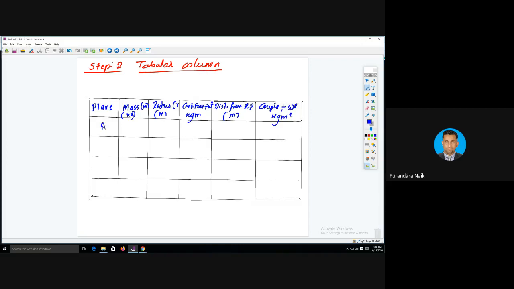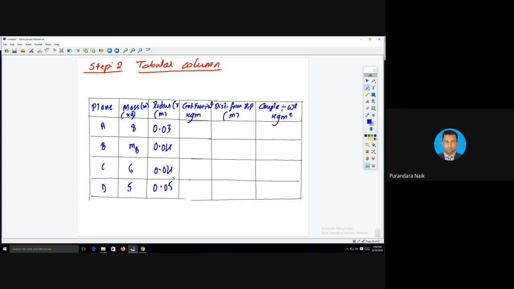Planes, here we have A, B, C, and D. There are 4 different planes. Mass of A is 8 kg. Mass of B is unknown. Let us take MB. Next, mass of C, MC is equal to 6 kg. MD is equal to 5 kg. The radius of rotation of mass A is RA. It is 0.03. This is 0.04, 0.04. Last one is 0.05.